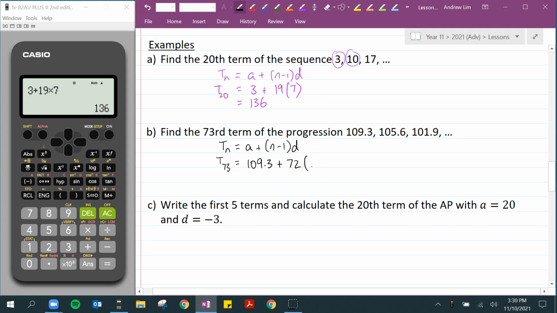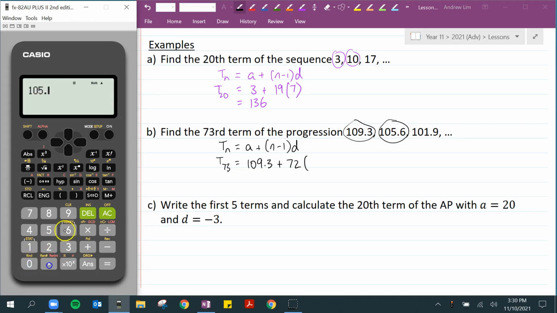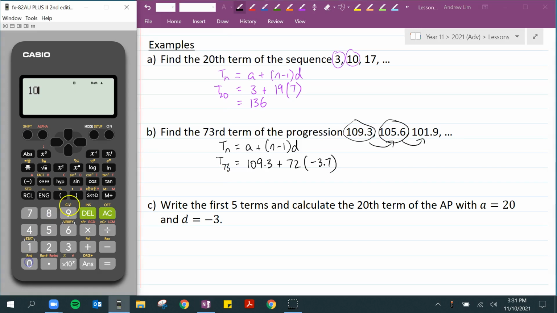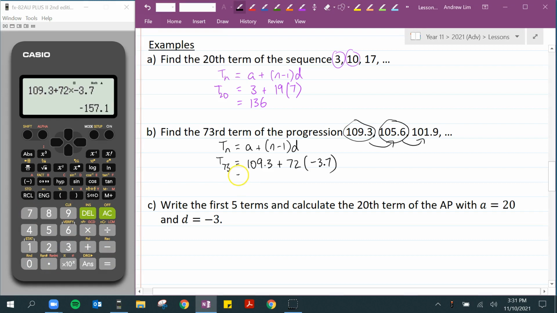And the common difference is, remember, to work out the common difference, we take one and we minus the one before it. So 105.6 minus 109.3, which is negative 3.7. Okay, and that's to show, we can see that it's going down, right? The numbers keep getting smaller and smaller. So our number for our 73rd term should be very small. 109.3 plus 72 times negative 3.7, and that's negative 157.1.